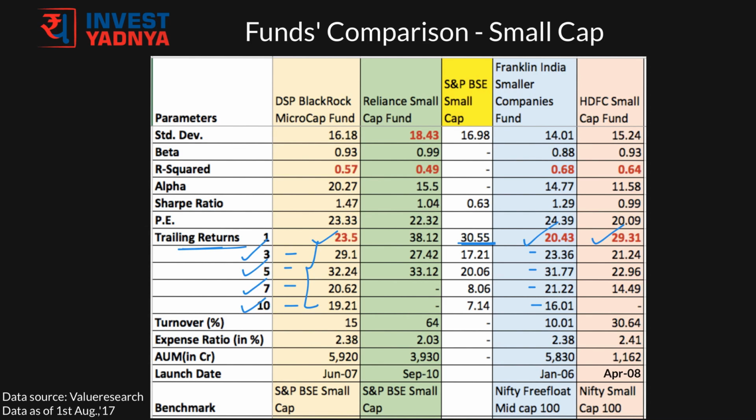Reliance Small Cap Fund has been into existence for around 7 years, and that's why only 1, 3 and 5-year trailing returns of the fund are available. The fund beats the benchmark by more than 7% in 1-year trailing returns and by more than 10% in 3 and 5-year trailing returns. HDFC Small Cap Fund beats the benchmark by more than 3% in 5-year trailing returns and by more than 4% in 3 and 7-year trailing returns.